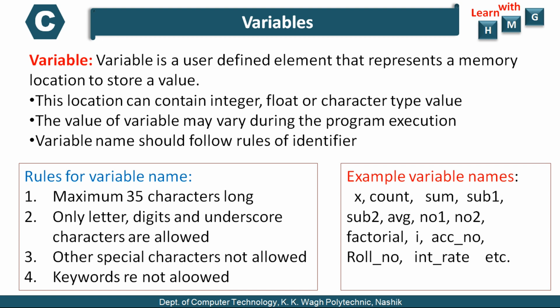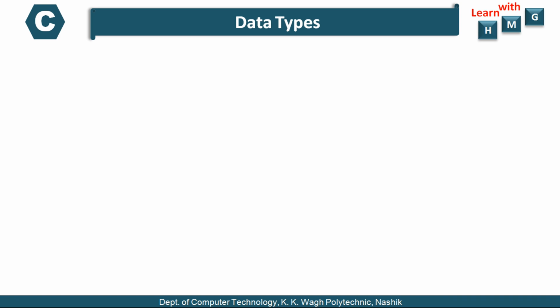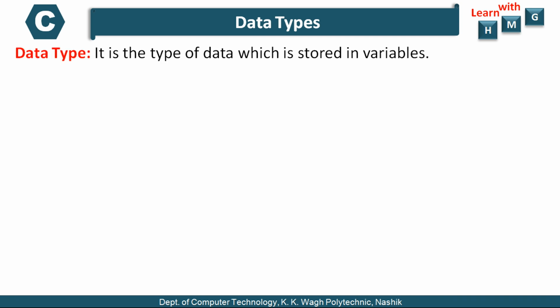Then another important concept which is required for a C program is data types. Data type means what? It is the type of data which is stored in a variable. We have just said what we mean by variable, that is we are storing a value at a particular memory location, but that value is nothing but data. What type of data? There are different types, and that type is nothing but the data type. So which are these data types?